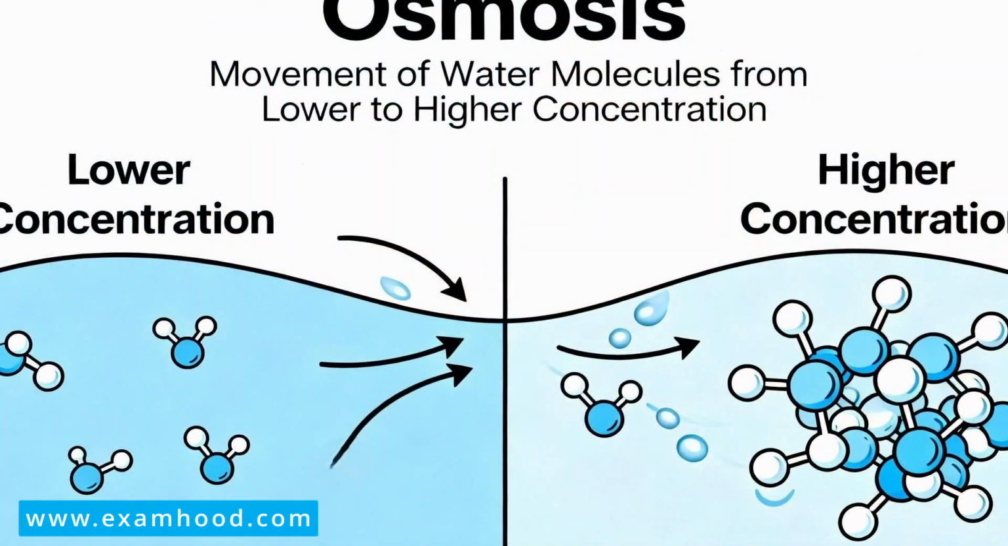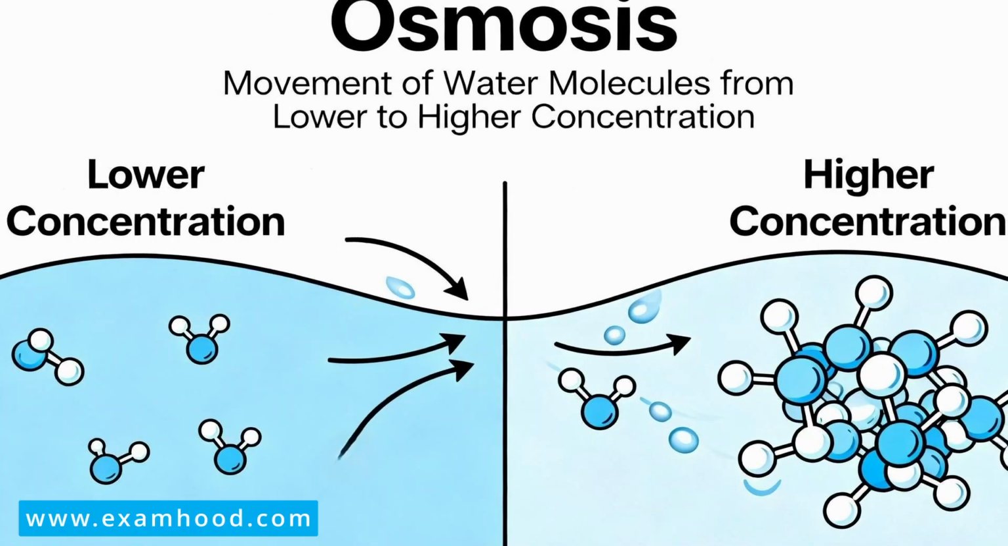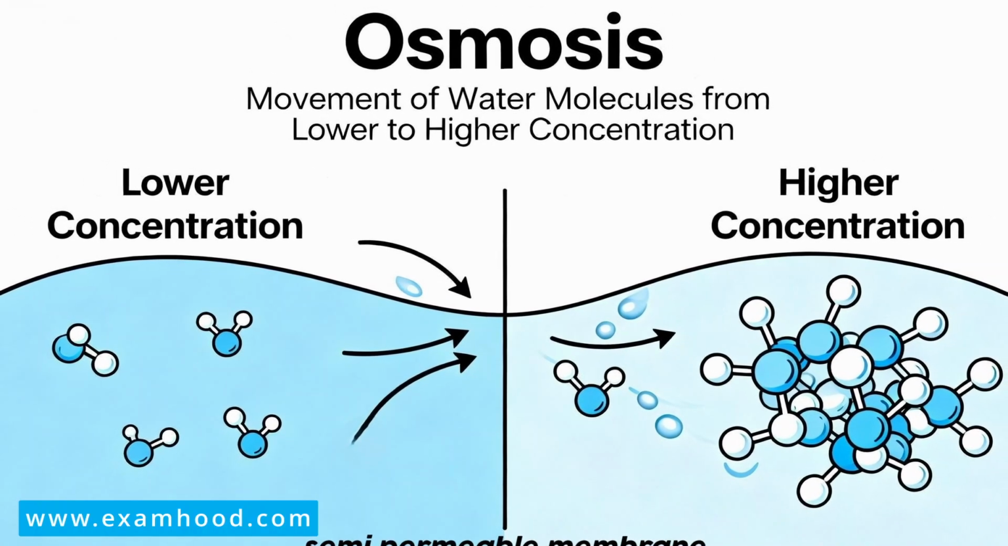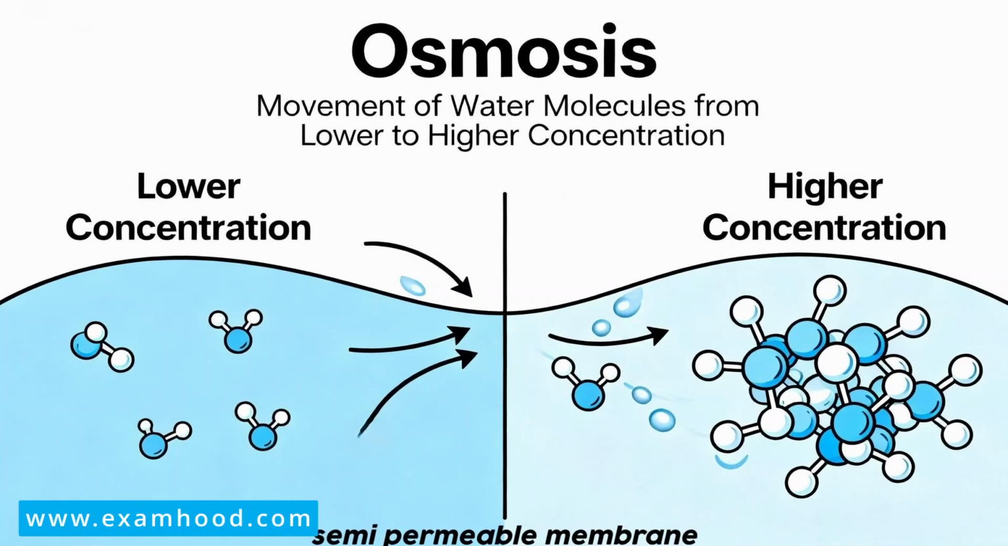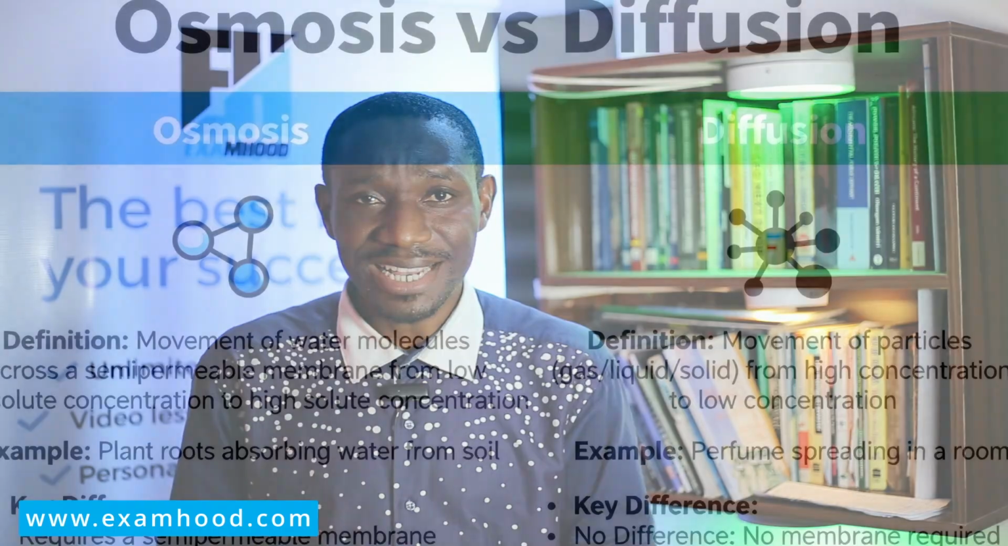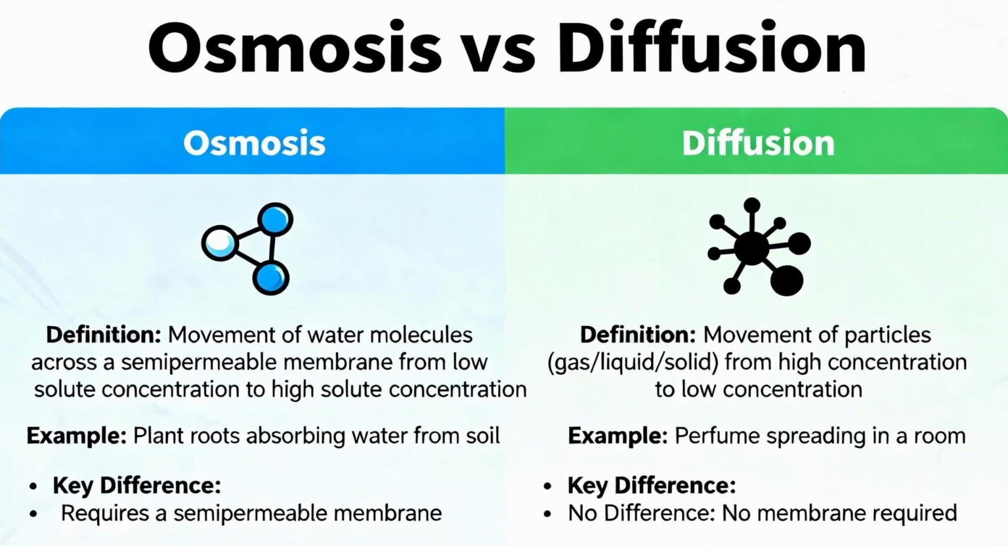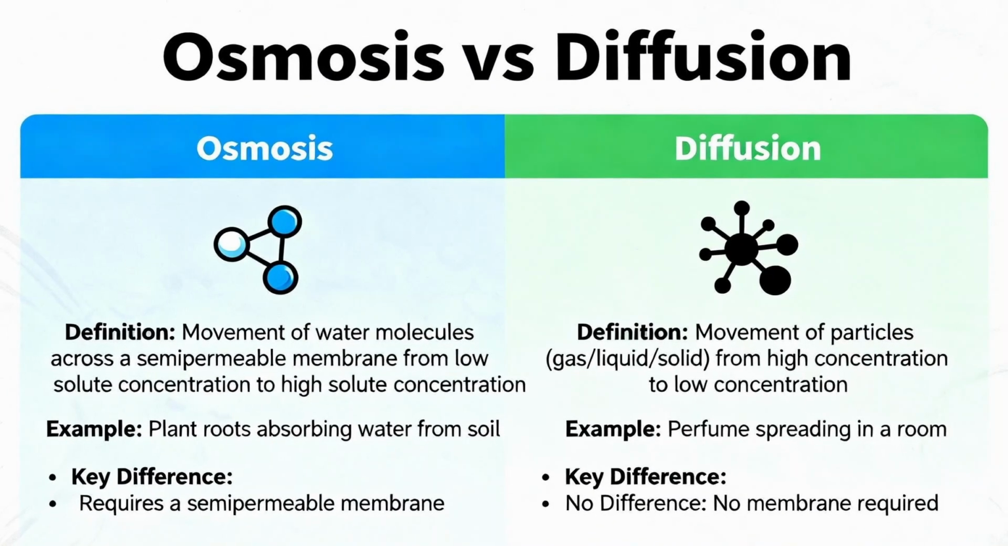Today we want to continue from where we stopped last time in biology. Remember last time we looked at osmosis and diffusion. We defined osmosis as the movement of water molecules or solvent from the region of lower concentration to the region of higher concentration through a semi-permeable membrane. The difference between osmosis and diffusion is that in osmosis, there's a semi-permeable membrane. So that was what we discussed last time.